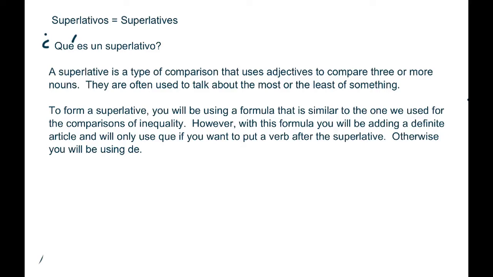Now, to form a superlative, you are going to be using a formula that is similar to the one that we used for the comparisons of inequality. However, this formula is a little bit different. You're going to be adding a definite article, and we'll only use que if you want to put a verb after the superlative. Otherwise, you'll be using de. Now we're going to focus mainly on using de and probably get to que and some other class activities, but that's what we're going to do for this lesson.